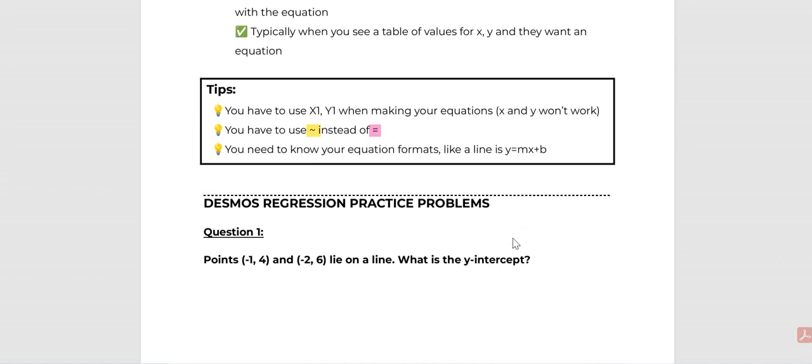Here is question number 1. Points (-1, 4) and (-2, 6) lie on a line. What is the y-intercept? So it asks us what is the y-intercept. So to calculate this easily, you can use the Desmos calculator.